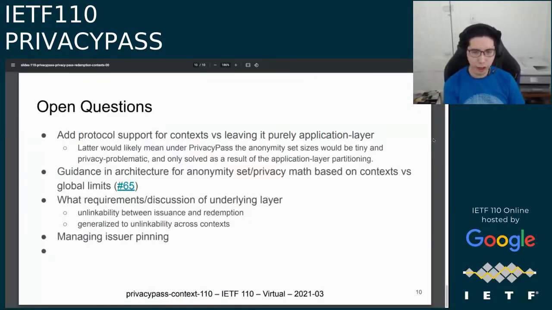There's discussions about how much should be specified about what a context should provide and the sorts of unlinkability guarantees that we need to require, and how to deal with the fact that in the real world, we don't really have these perfectly separate contexts in most cases. And there's how we deal with this issuer stickiness, issuer pinning problem. Even ignoring redemption context, it does become a wider issue that needs to be resolved somewhere. I think that's all.